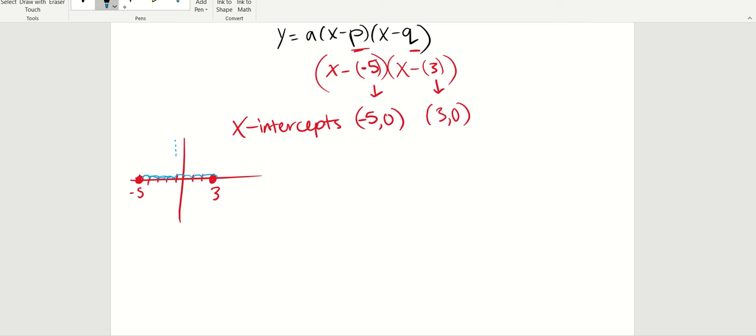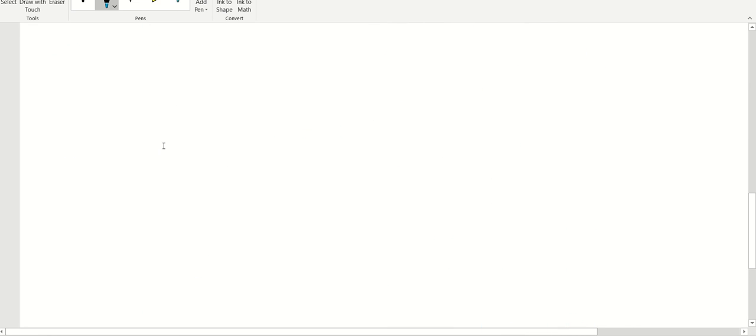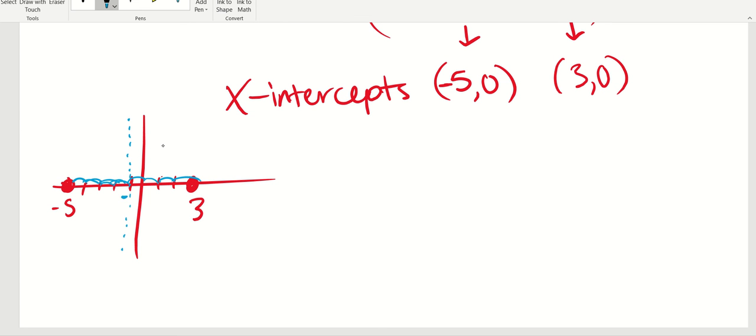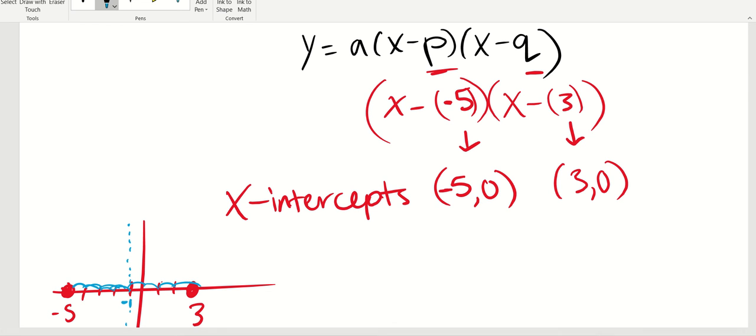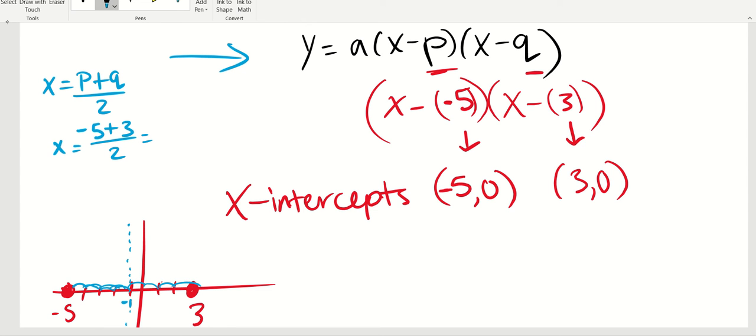That means this right here, when x is negative 1, that's where the axis of symmetry is going to be, at negative 1. Now, mathematically speaking, how can we get that negative 1? Well, there is a formula for the axis of symmetry using the intercept form. That will be x equals (p plus q) divided by 2. So technically the average of your x-intercepts. So if you do negative 5 plus 3 divided by 2, that is going to give you negative 2 divided by 2, and that is negative 1. So what did we just calculate? We calculated the axis of symmetry.